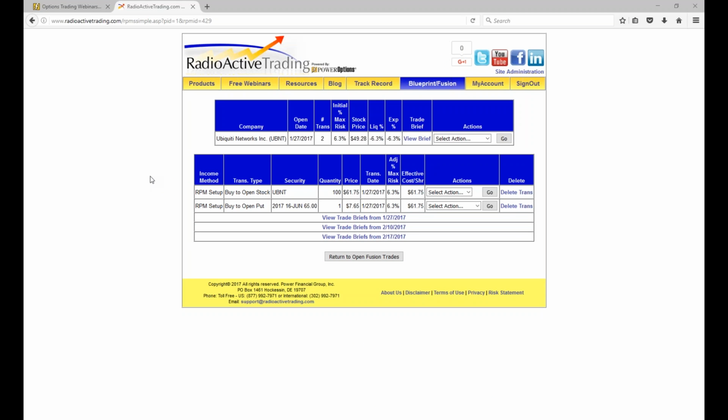This is a radioactive trading portfolio, radioactivetrading.com. My position on UBNT, Ubiquity Networks, originally opened on January 27th with a cost basis of $61.75. And I'm going to pay attention to the date there of 2/10 in a second. Now, I bought the June 65 put at 7.65. Okay, so that was the original married put setup. It carried a risk of 6.3%. By the way, the current stock price you see up here at the top, $49.28. Yes, the stock's down $12, almost 13.